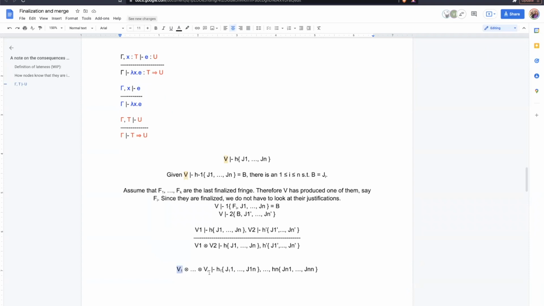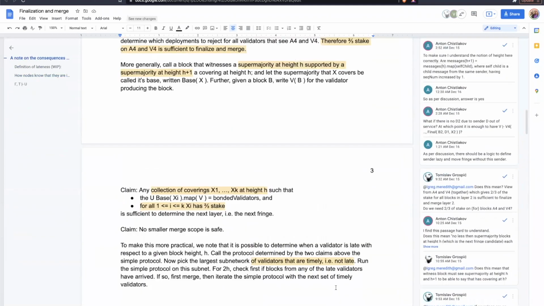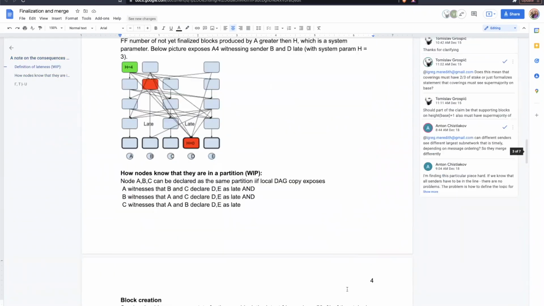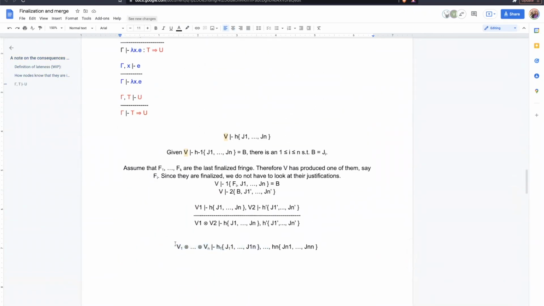So this corresponds to all of the validators being listed and all of the blocks they have produced. These heights may not be the same, right? H1 might not be the same as HN, for example. This allows me to produce this notation, which is a notation for an entire diagram of this form, where this is all of the validators in the bonds map, and these are the blocks that they have produced to date.